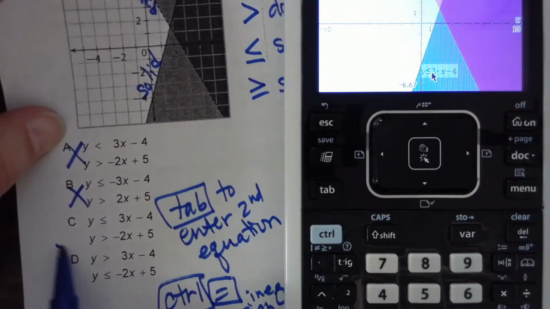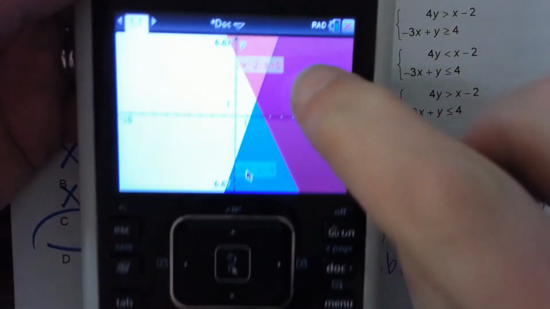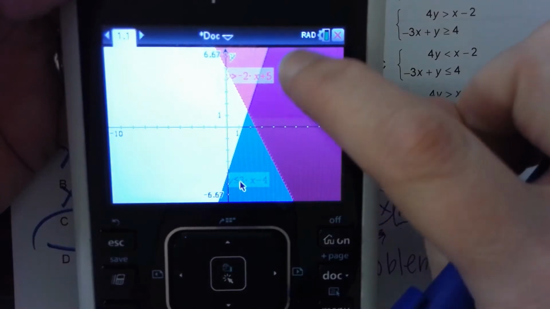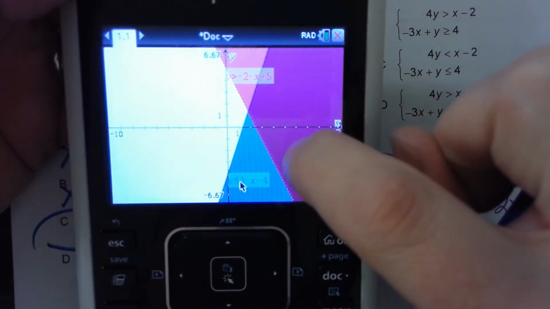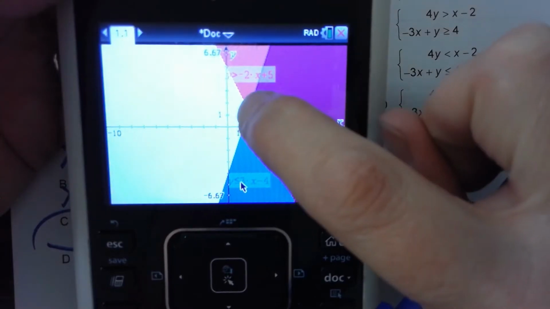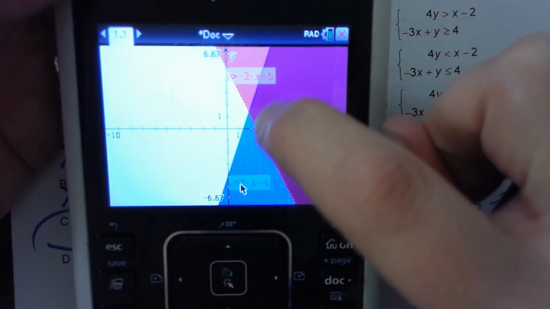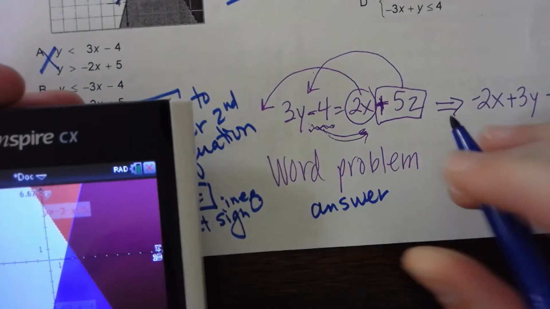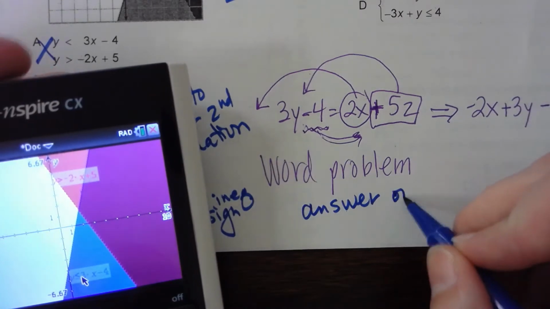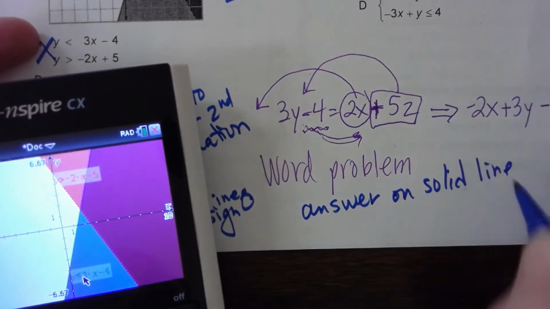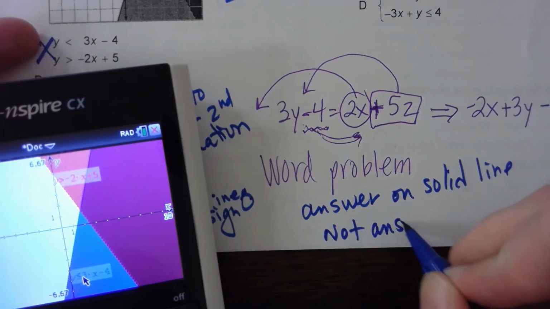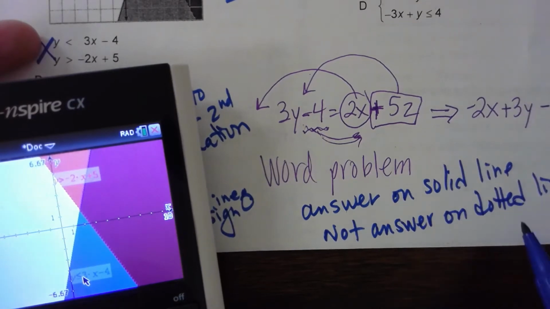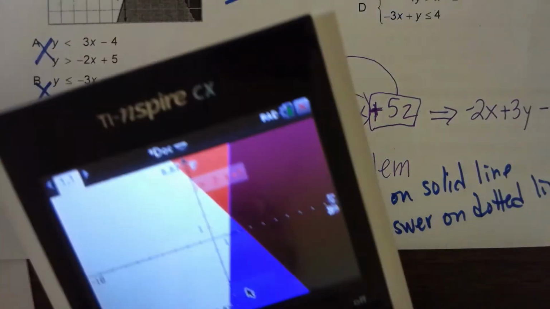That's good. Okay, so remember with our inequality, what this means is anything in this purple section where both shadings are overlapping, any point out here could be a solution. Okay, the other thing to remember is that a solid line is good, a dotted line is bad. So we could have an answer on a solid line, but we cannot have an answer or a solution on a dotted line. Okay, no solution on a dotted line. Solid lines are good, dotted lines are bad.